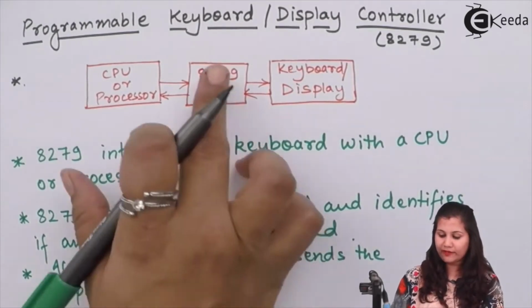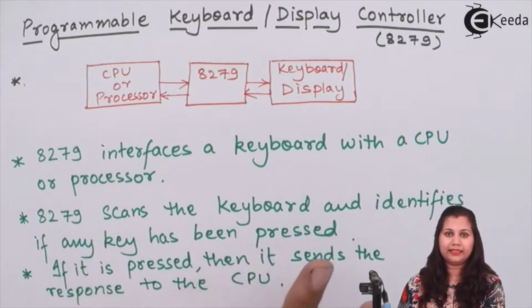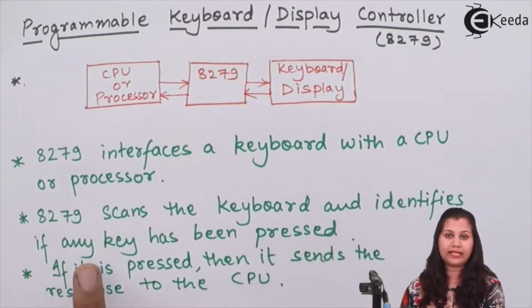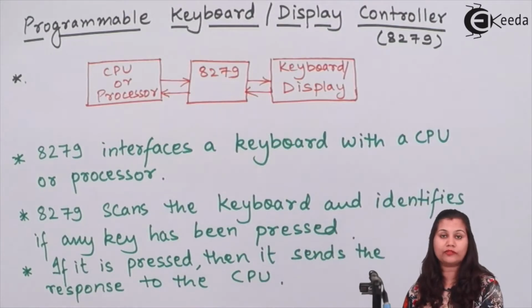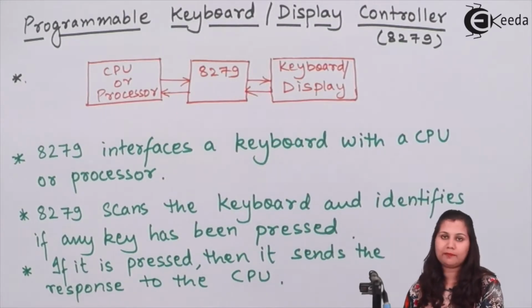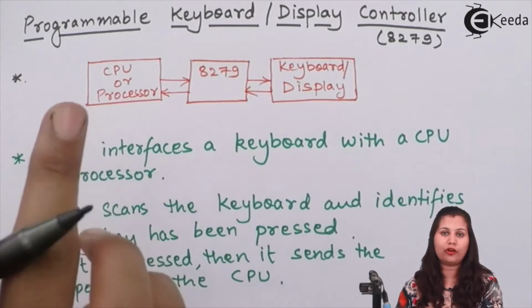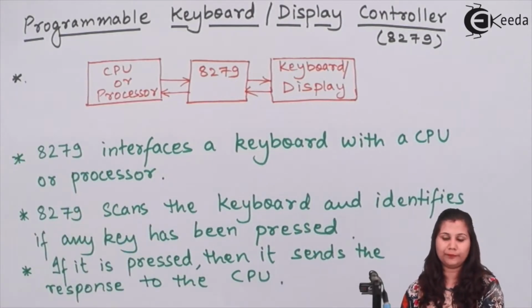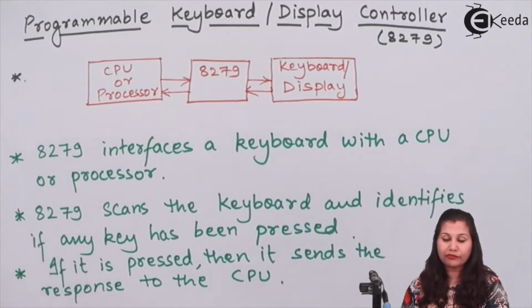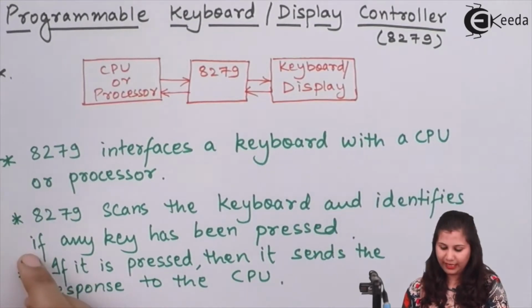So this 8279 is basically scanning the keyboard and identifying if any key is pressed on the keyboard, and if it is pressed, it will send the relative response of the pressed key to the CPU. So this is the function of the 8279 programmable keyboard display controller. Now let us study some of the features of this 8279 IC.